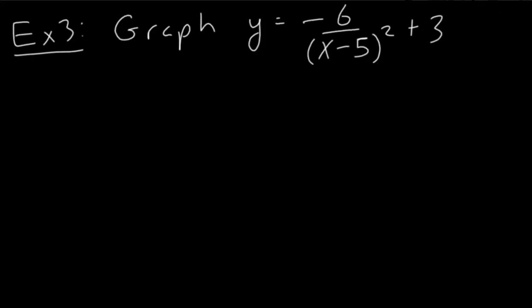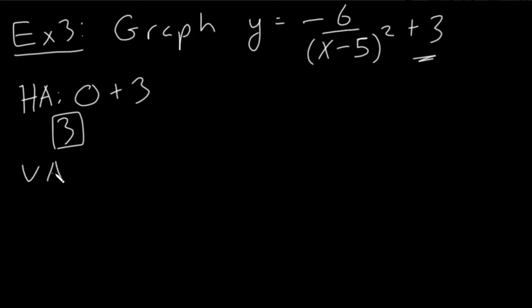Okay, here we are in example 3. And in this problem, we want to graph y equals negative 6 over (x minus 5) squared plus 3. Now, we see initially that we have a bottom-heavy function, so I can go ahead and write that our horizontal asymptote will be at 0. However, notice we actually have a constant being added, and so we can go ahead and write that as 0 plus 3, which means our horizontal asymptote will be at positive 3.